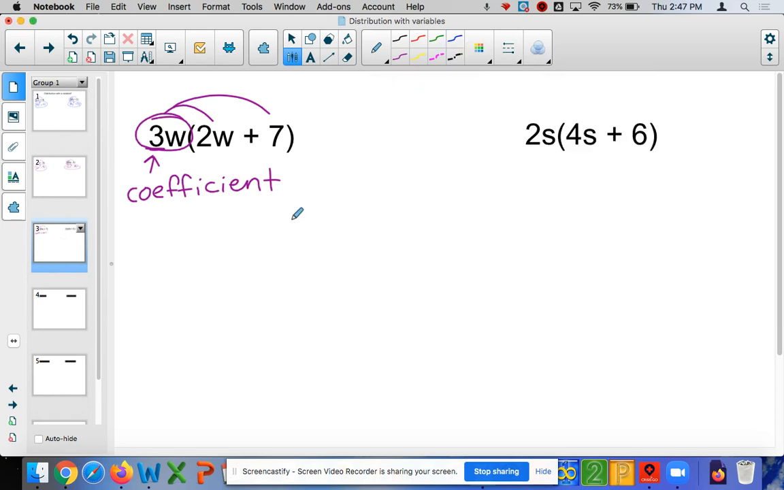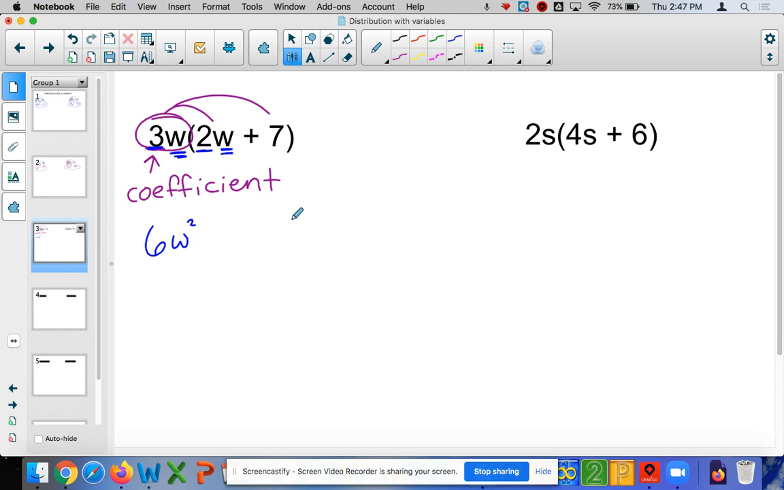Start by multiplying the number in front of the variables first. So I want to take this 3 and this 2 and multiply them together. That gets me 6. Now count how many W's you got. I've got a W here and a W here. So that means I've got W squared right there. That little 2 goes with the W.